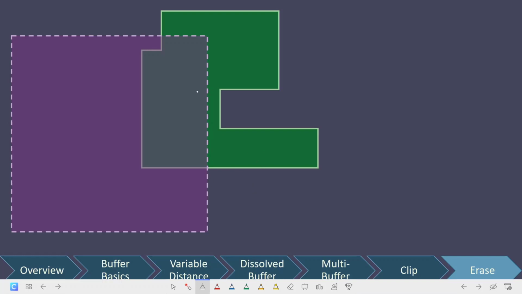So given the exact same two inputs that we looked at with clip, but instead we wanted to run erase, what would the result of erase look like? Pause the video for just a second, think this through. I know it's not technically a review question, but I encourage you to just think it through about what would happen if we ran erase and what that would mean.